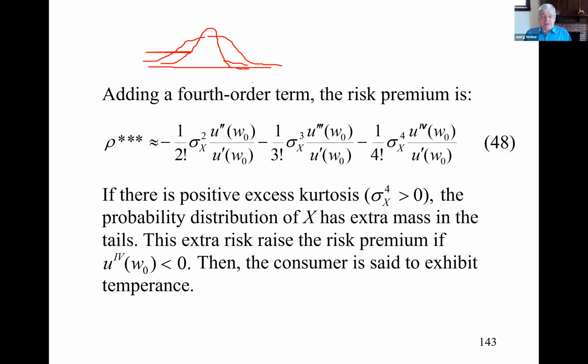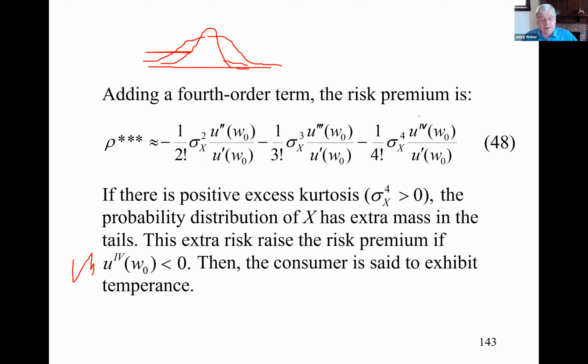Now again, you have this extra risk relative to the normal distribution. You have the fatter tails, so you may have bigger losses, you also may have bigger profits, but you have a higher risk. And so again, the consumer probably will pay more for insurance, is willing to pay more for insurance. And that happens when the fourth derivative is negative. So a negative fourth derivative will give you this result. So let's here again go back.